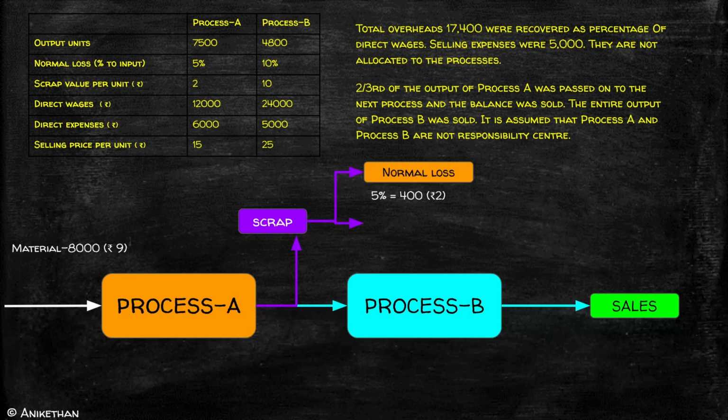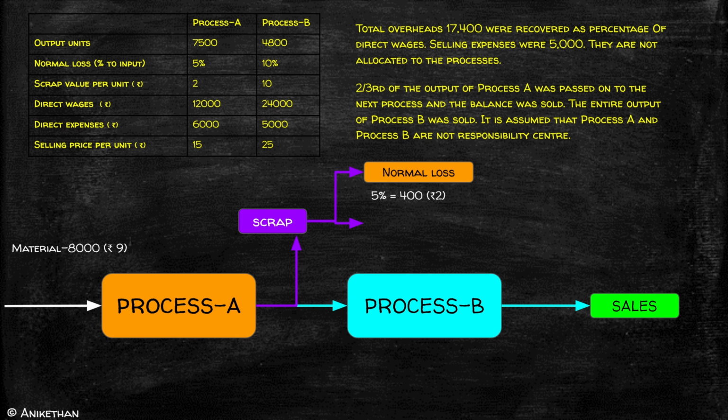Total overheads 17,400 were recovered as percentage of direct wages. Selling expenses of 5,000, they are not allocated to process. So be careful in this sentence, they are not allocated to process. So they will not come in the process account, but they will appear in the P&L account.